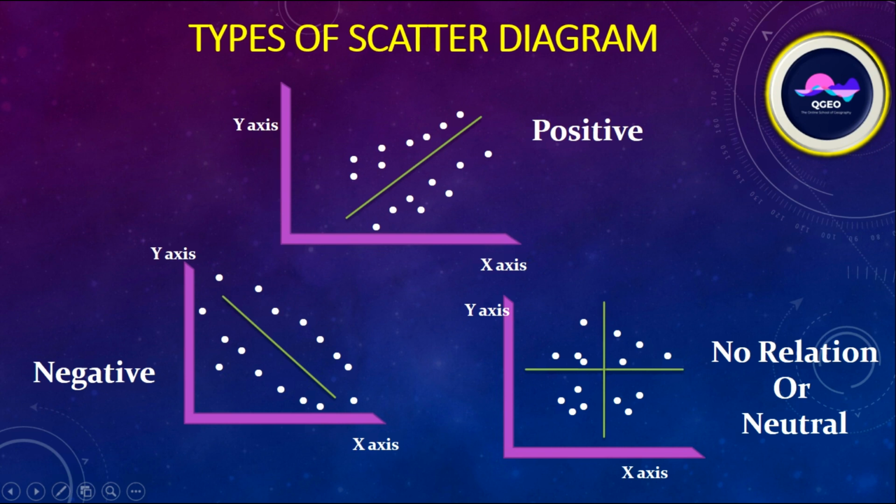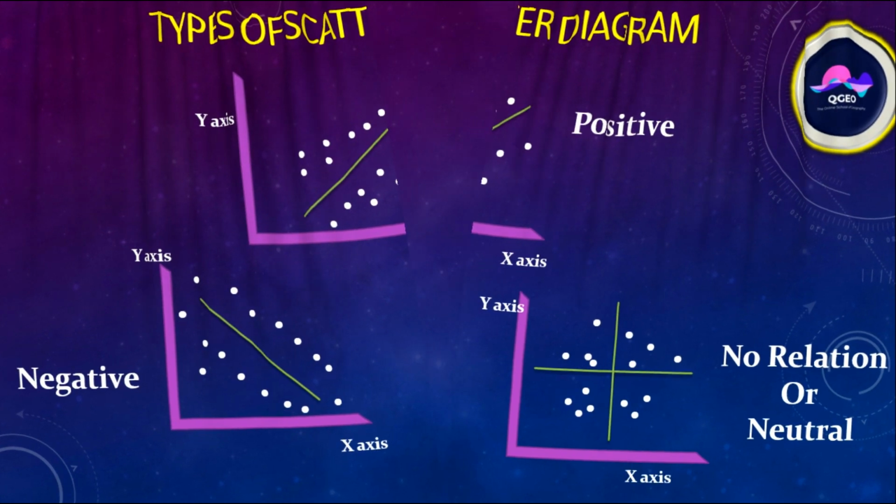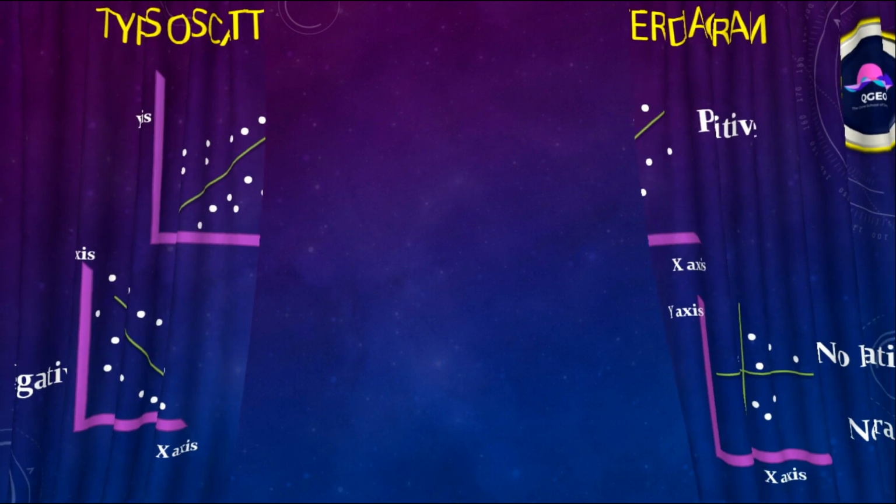In the bivariate scatter diagram, we can establish three types of relation. One is positive, second is negative, and third is no relation or neutral relation.